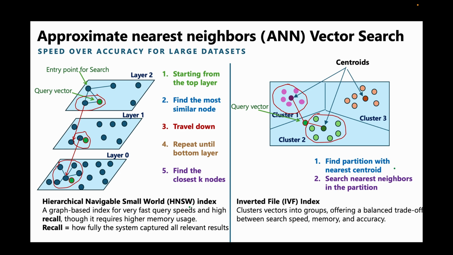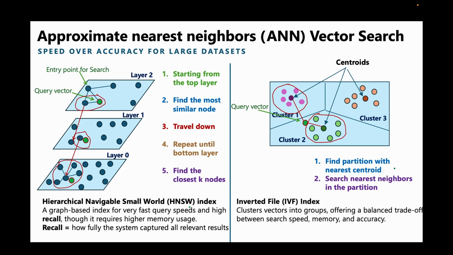IVF is highly memory efficient and scales very well to large datasets. However, when compared to HNSW, it can have slightly lower accuracy, especially if clustering and search parameters are not well tuned.